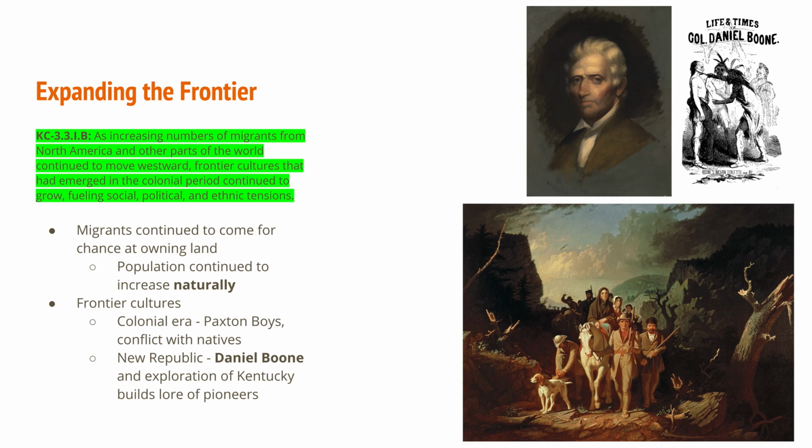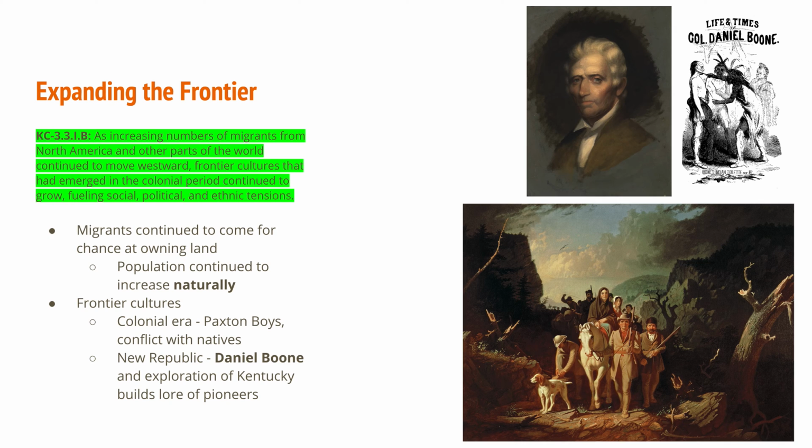From 1776 to the year 1800, the population of the United States nearly doubled from 2.5 million to just under 5 million. And these frontier cultures that were emerging were still seen as a continuity from the colonial period. In the colonial period, you might remember the Paxton Boys, who were the Scotch-Irish living on the far western frontiers of the colonies, and they were often getting into conflicts with Native Americans in those regions.